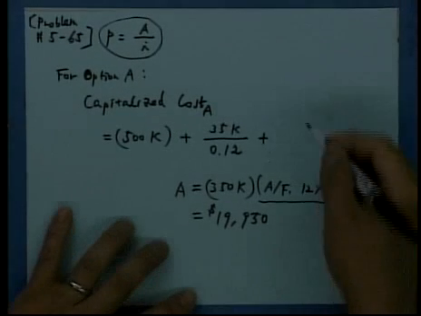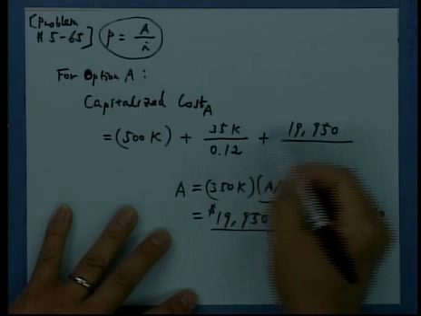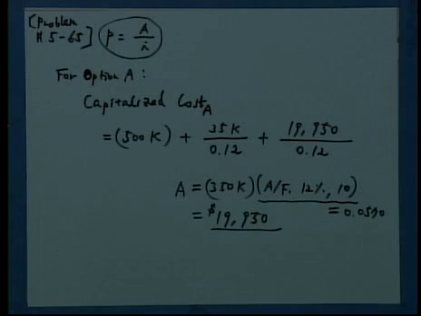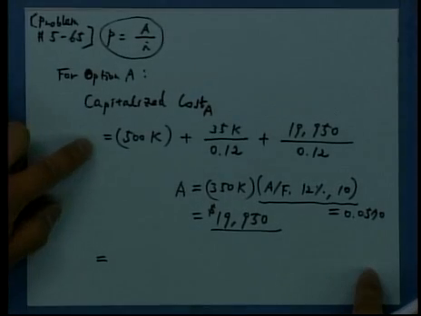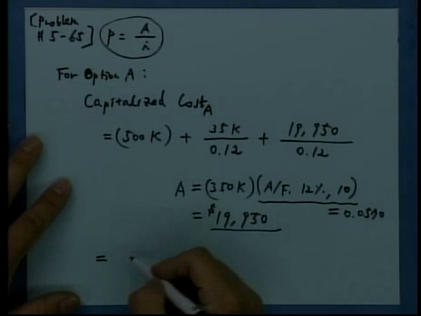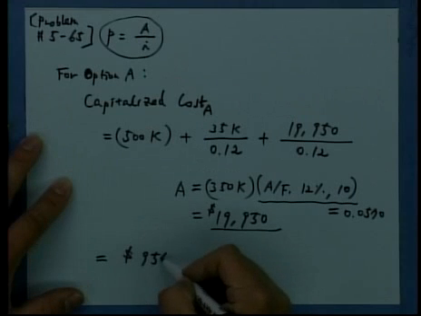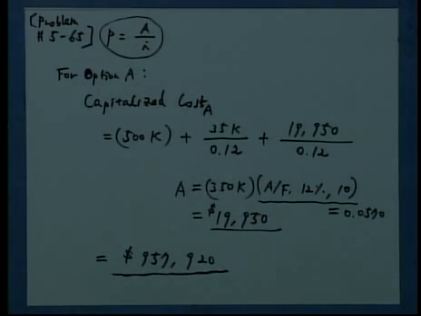So the capitalized cost becomes this value, $19,950 divided by the same interest rate, 12%, so divided by 0.12. So how much is the capitalized cost for option A? This is $957,920. So this is the capitalized cost for option A.